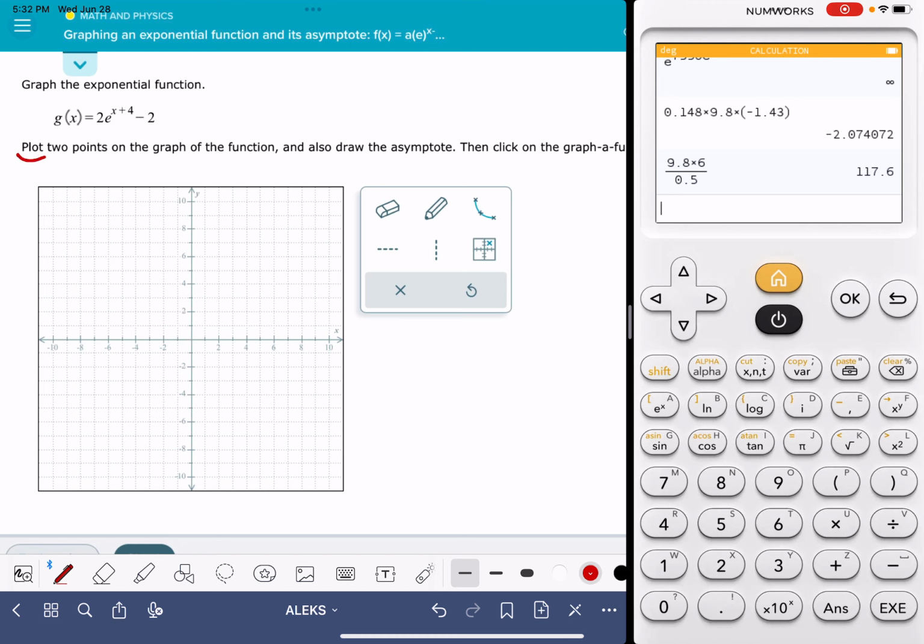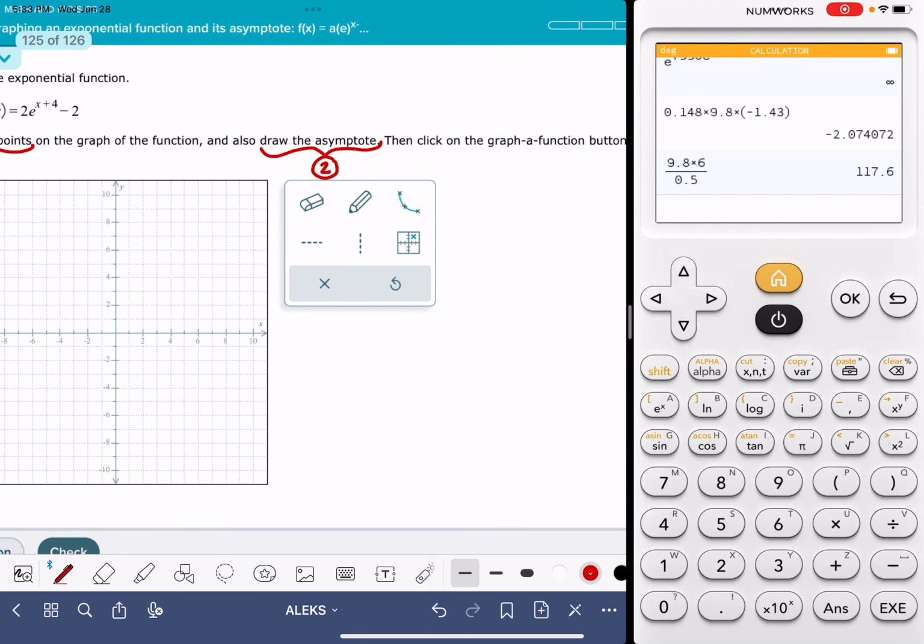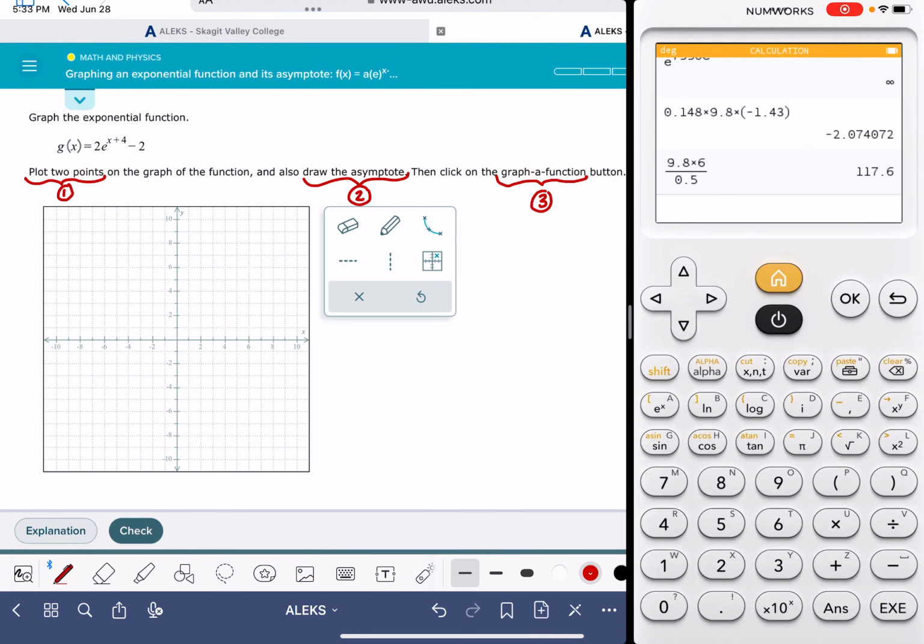First of all, it wants you to plot 2 points on the graph, and then it wants you to draw the asymptote, and then you're going to click on the graph a function button, and it's just going to draw the graph for you. So it's actually quite a bit less work than you would expect from ALEKS. I am going to rewrite my function over here. My function is g of x equals 2e to the x plus 4 minus 2.